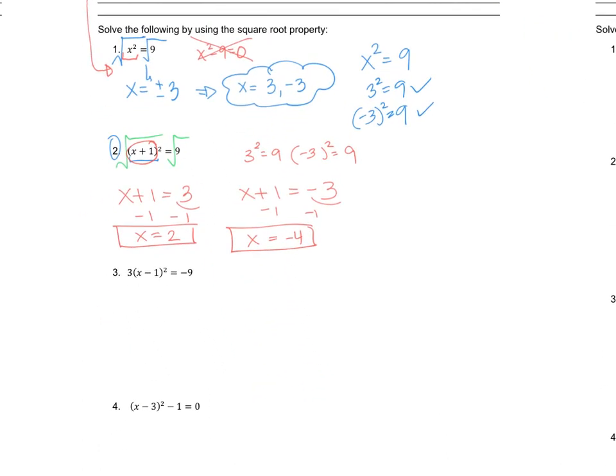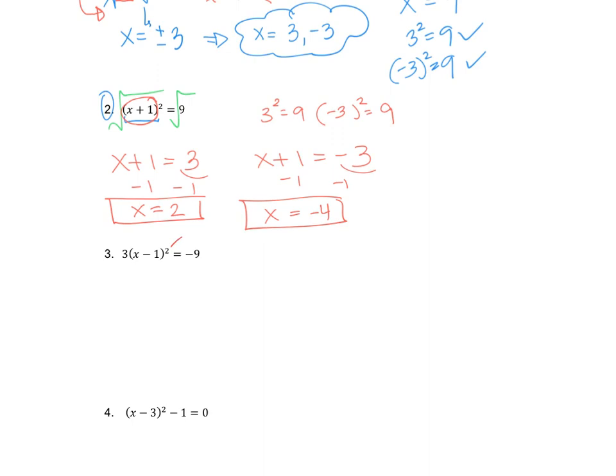All right, on number 3, we still have a quantity that is squared, but it's not all alone. We have a 3 there. So let's get rid of that by dividing, because right now it's being multiplied. So we'll reverse that. So then we have the squared thing alone. We'll square root both sides. So we get x minus 1 equals both the plus and the minus.